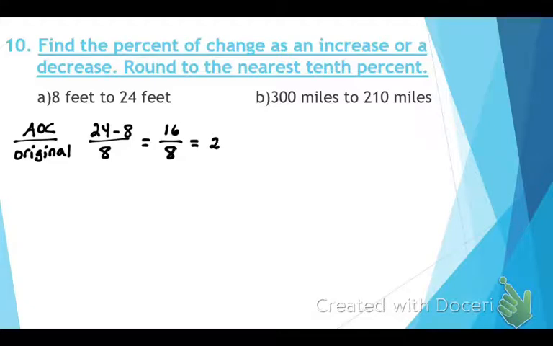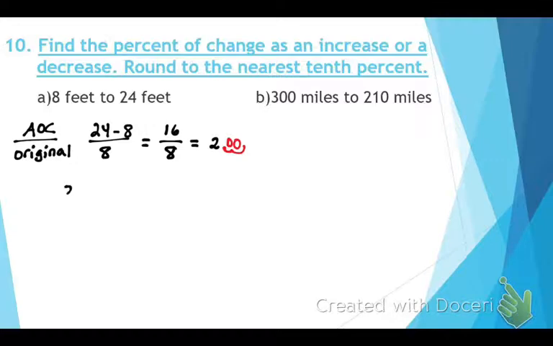2. Now, some people will look at that and say, okay, 2%. But it really doesn't make sense. If a tree was 8 feet and it increased to way over doubling itself to 24 feet, for it to have only increased 2%. So here's what you have to do. You have to make that 2 turn into a percentage. Remember, there is an imaginary decimal point right there. What do I need to do with that decimal point? Good job. Move it 2 places to the right.